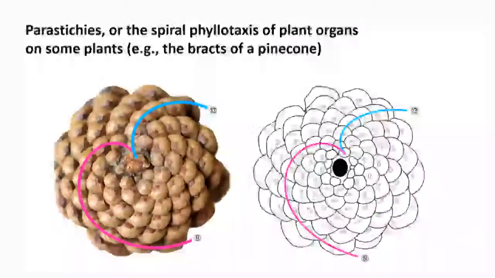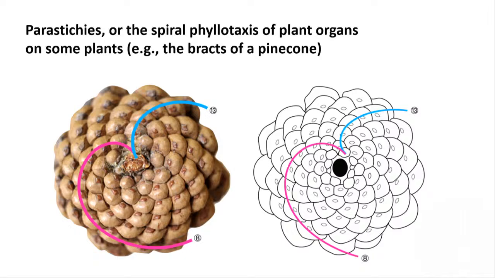We also see Fibonacci numbers in parastichies, which is the spiral phyllotaxis of plant organs on some plants. So in this case, the bracts of pine cones. As the pine cone grows, we see that each bract is arranged in a spiral pattern. And we can see different ways that the spiral pattern can be traced. If we count the number of bracts on each of those patterns, we typically arrive at a Fibonacci number.